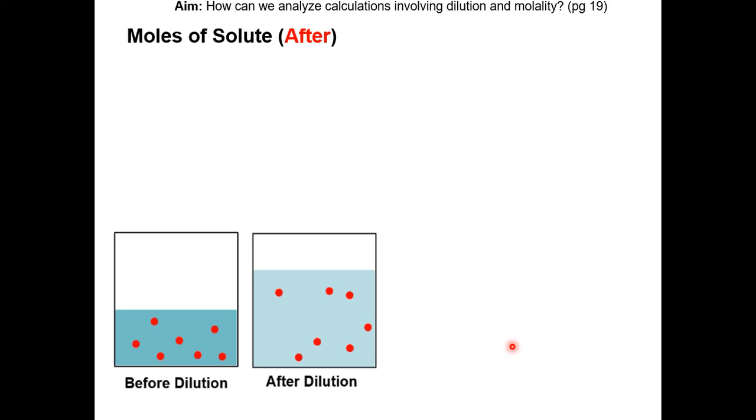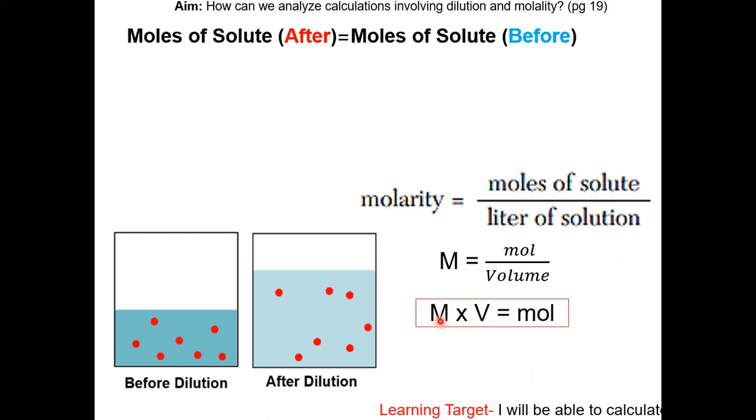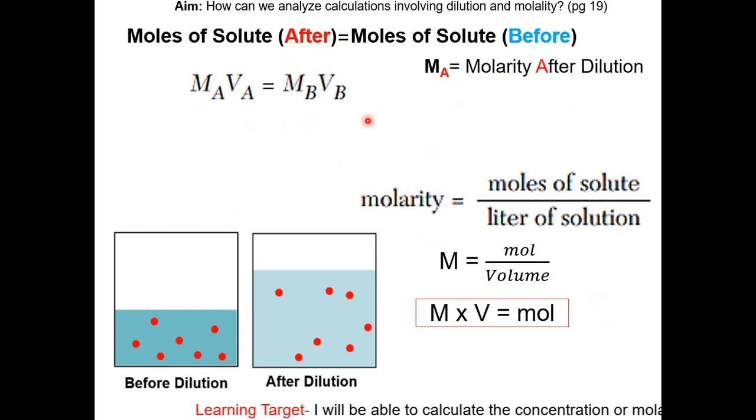So we know the moles of the solute after dilution must be equal to the moles before the dilution. We know molarity is equal to moles of solute over liters of solution. Therefore, moles is equal to molarity times volume. We can plug this into the equation on top, and we get this equation.